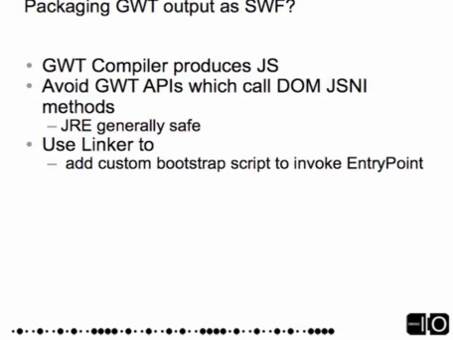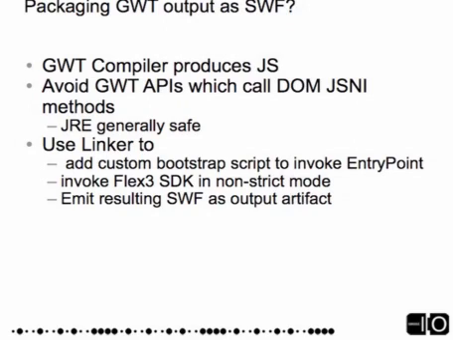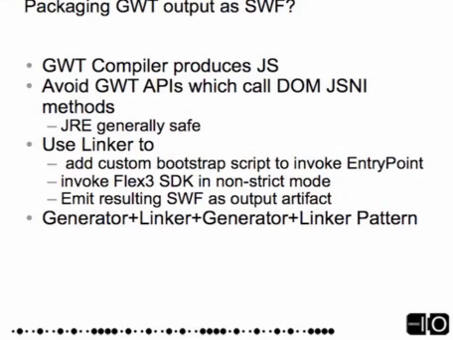It will compile cleanly in non-strict mode. So what we do is we use a linker to add a custom bootstrap script because Flash has some requirements on how to invoke the main, what's the first thing that gets called, and things like that. And we invoke the Flex3 SDK compiler on the JavaScript that came out of the GWT compiler. Then we emit the resulting SWF file from a linker as an output artifact. And if you're not quite aware what's happening yet, this is a recursive compile. So there's actually a parent compiler. The parent compiler will have another linker, which will pick up that SWF file, put it into the output directory of your GWT app, and then inject an object tag into your host page that will host that SWF file. I call this the generator plus linker plus generator plus linker pattern.